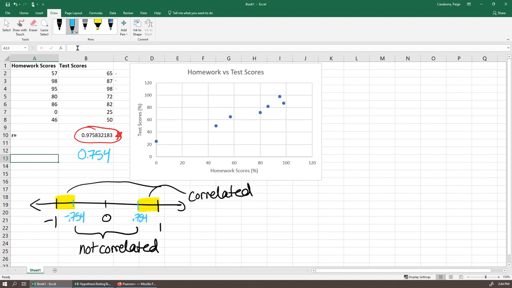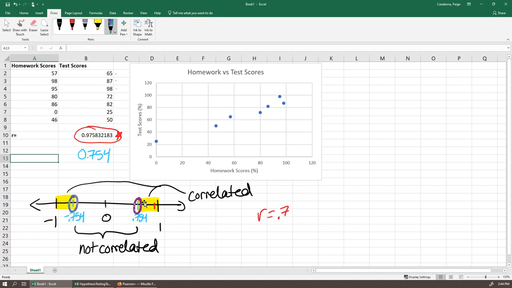So in this case, the R value that we've got here is 0.975, so that's right about there. That is definitely in the correlated range. If we had come up with an R value of say 0.7, that's still fairly high, but not high enough to show significant correlation. So the critical values are just giving us that magic number here.